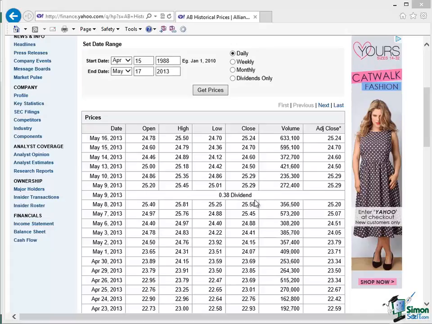And what happens when a company pays a dividend is that the stock market says, well, if you were able to pay a dividend, your stock price must have been overpriced the day before. So although the closing price was $25.58, we are going to reduce that by the value of the dividend. So we're going to reduce all of your previous closing prices by 38 cents in this case. So it goes from $25.58 down to $25.20. The day before that it was $25.45, should have been $25.07, and so on.